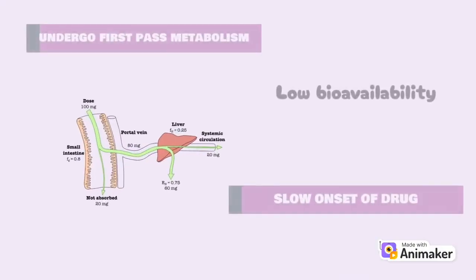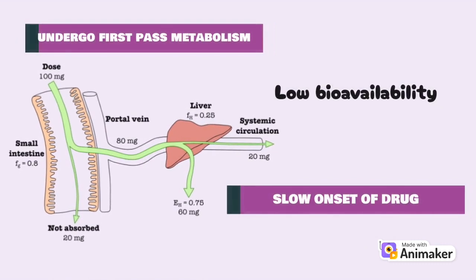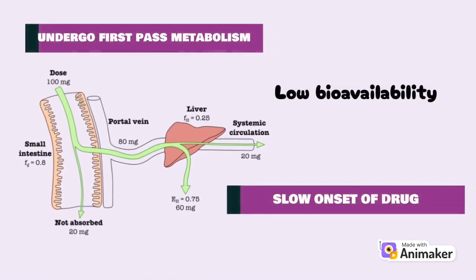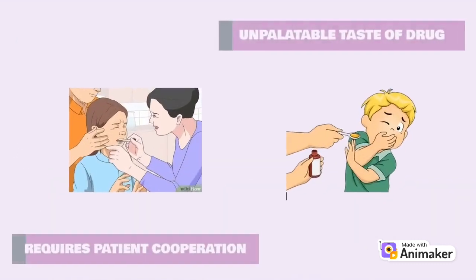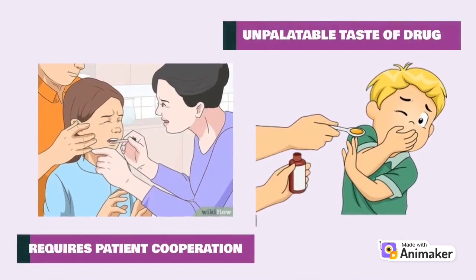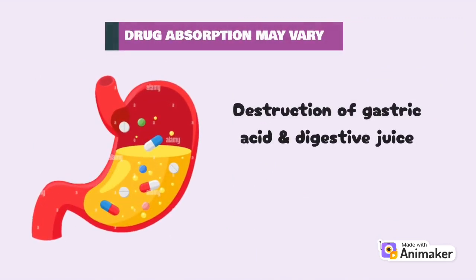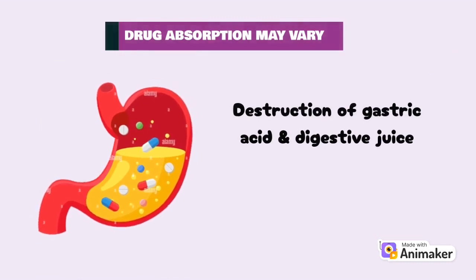Here are some disadvantages of oral drug administration. First, it undergoes the first pass metabolism and has low bioavailability and also slow onset of drug. Third, it has unpalatable taste of drug and requires patient cooperation, especially for children. Lastly, the drug absorption may vary because of the destruction of gastric acid and digestive juice in our stomach.